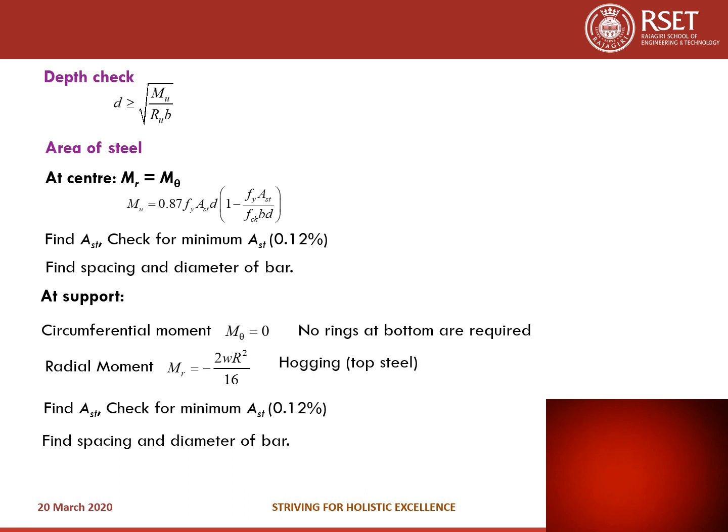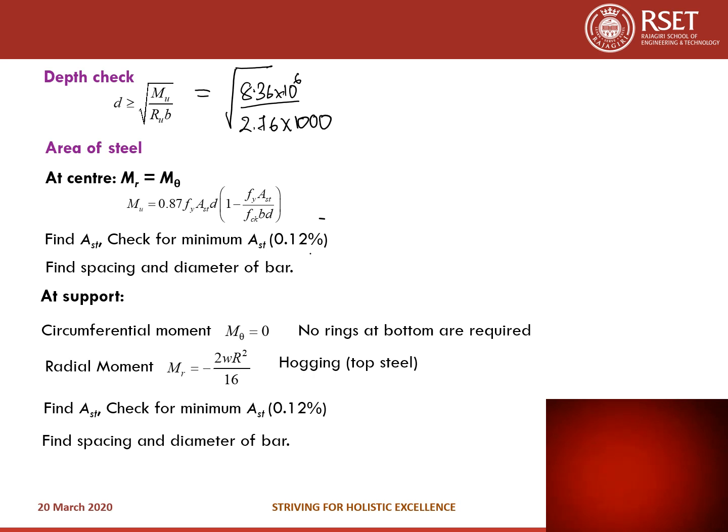Next is the depth check. You do the depth check with the largest value of the bending moment. Here the largest value of the bending moment is 8.36 into 10^6 by R_u, where R_u is 2.76 into 1000. So this you can do on your own.